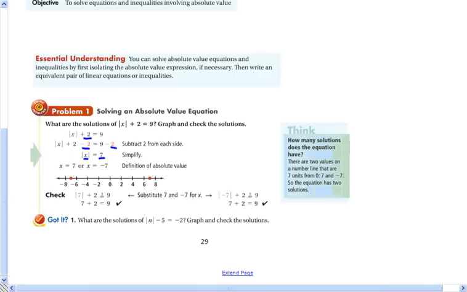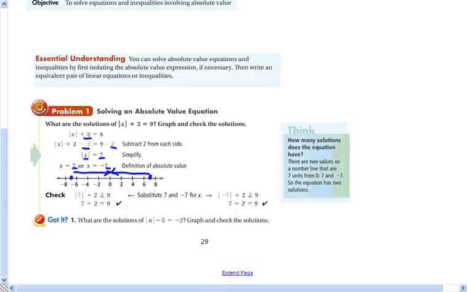And right away we think, well, there are two numbers that we can take the absolute value of, and they equal 7. And they are 7 and negative 7. And if we want to graph those on a number line, we'd have a dot at negative 7 and a dot at 7. And remember, absolute value is the distance from 0. Both those distances are 7.